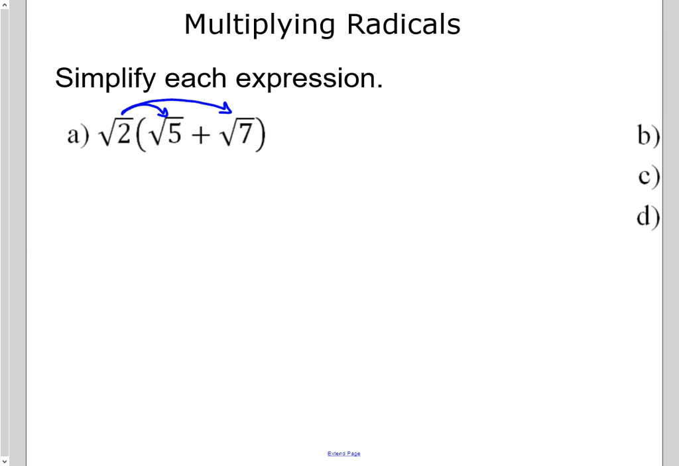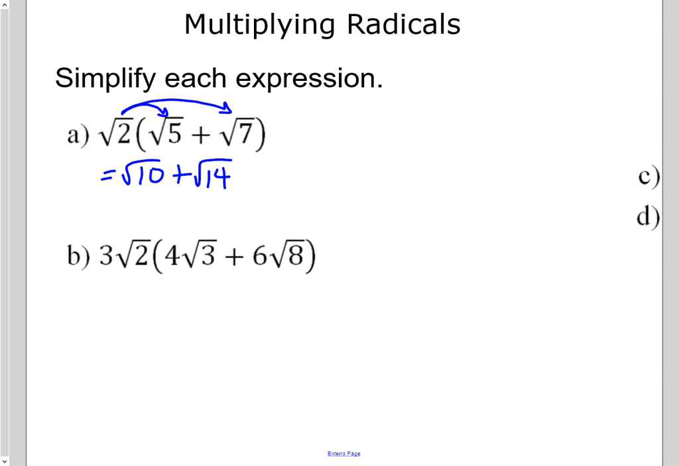So root 2 times root 5 is going to be root 10. Root 2 plus root 7. Root 2 times a positive root 7 is going to give me root 14. And looking at those two radicals, I can't find two numbers that multiply together, where one of them is a perfect square, in order to simplify this. So then I would stop right there. So root 10 plus root 14.